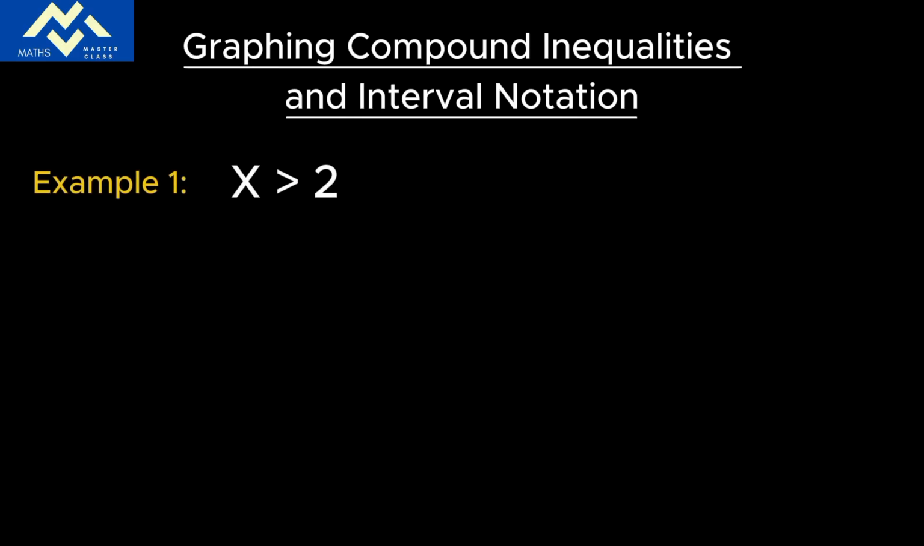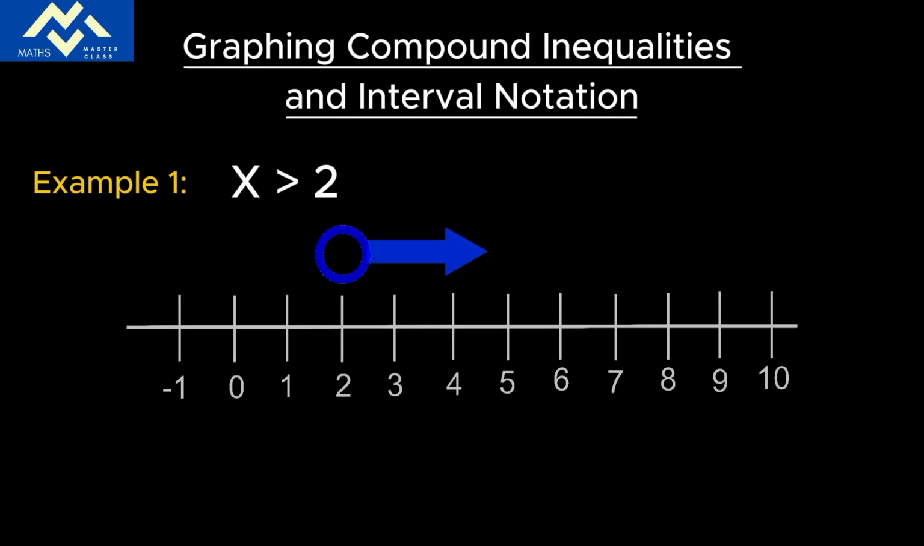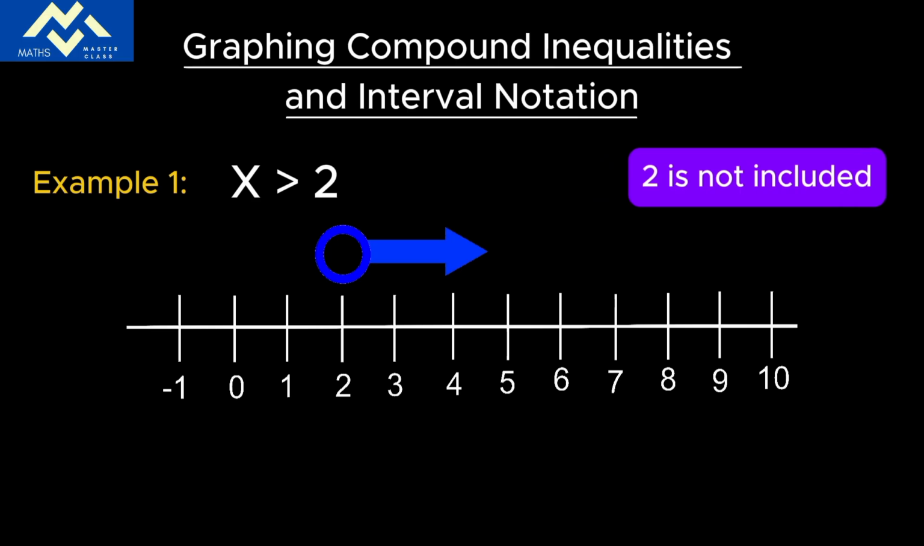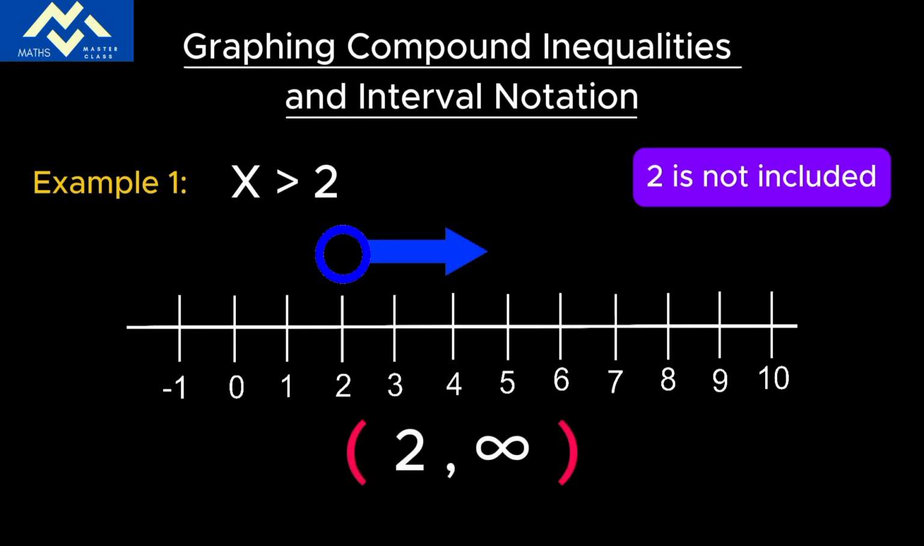Example 1. x is greater than 2. This means x represents all numbers greater than 2, so 2 is not included. Since 2 is not included, we use a round bracket. So in interval notation, we write round bracket 2, infinity. Remember, whenever we use a round bracket, it means that value is not included. Also notice that infinity uses a round bracket. This is because infinity is not a number. It simply shows that the values continue without an end.